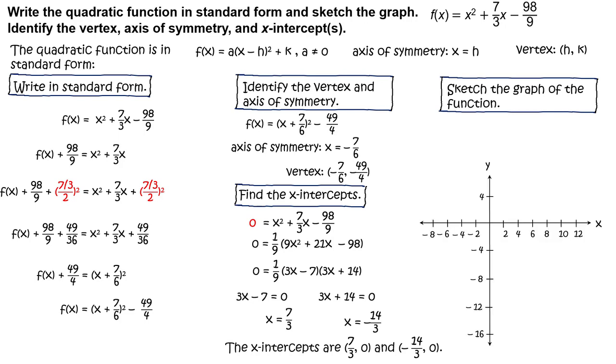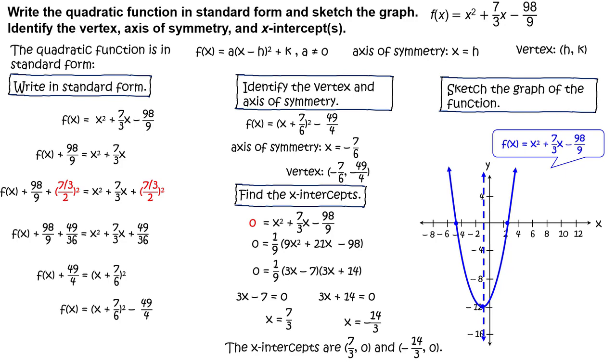Sketch an xy plane. Draw the axis of symmetry, a vertical line with equation x equals negative 7/6, and plot the vertex, a point with coordinates negative 7/6 and negative 49/4. Plot the x-intercepts at 7/3, 0 and negative 14/3, 0. To sketch the graph of f of x equals x squared plus 7/3 x minus 98/9, draw a parabola through the plotted points.